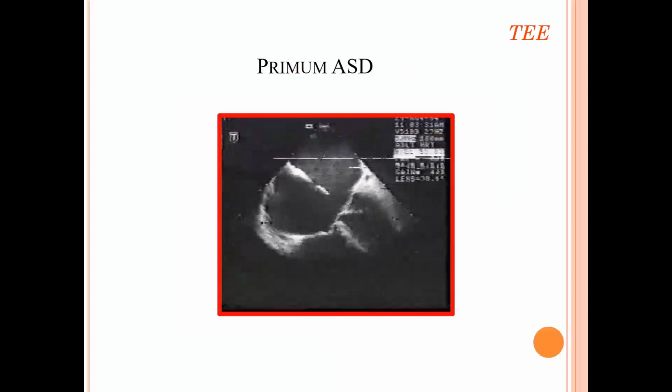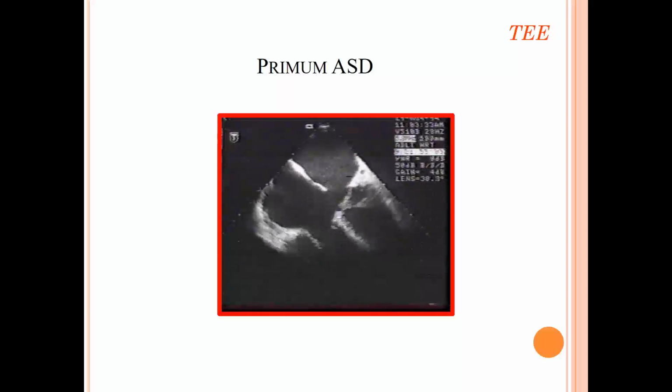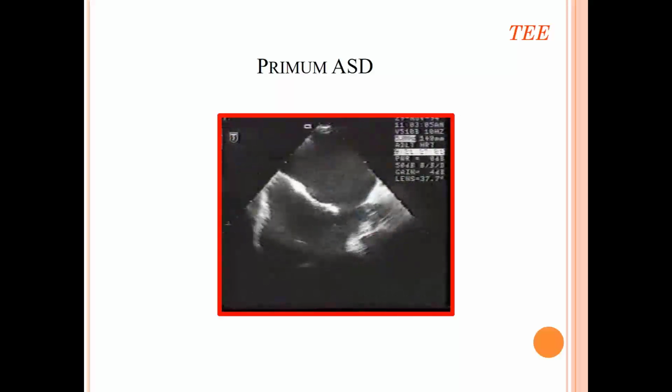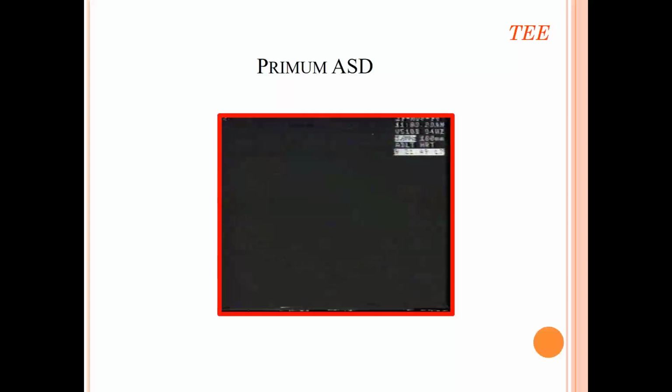This is another case of ASD. This is a primum ASD in a very old man. He presented in his late 70s and it was the first time it was discovered. The lower part of the interatrial septum was absent.